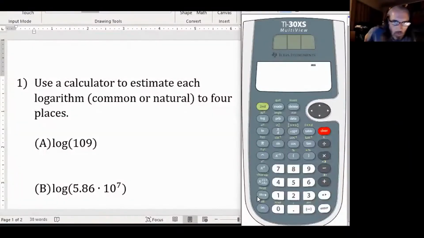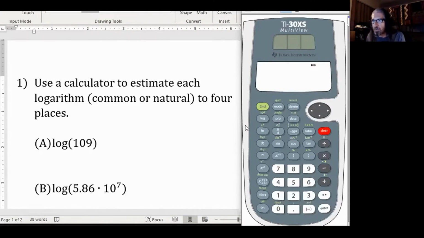You wanted to see some examples where we use a calculator to approximate the values of common and natural logarithms? You got it. All right, number one has three different parts. Only two of them are showing at the moment. In the first one, we're looking for the log of 109. When the base is not written, we're talking about the common logarithm, base 10. So that's really the log of 109, base 10, and the calculator already has that.